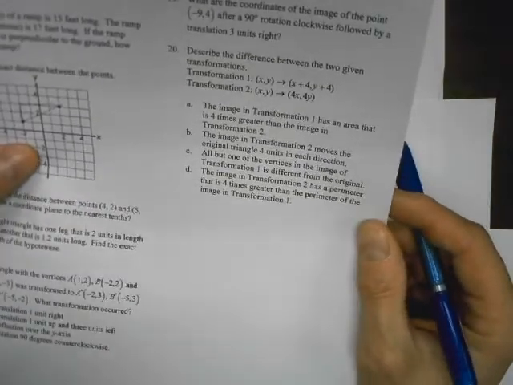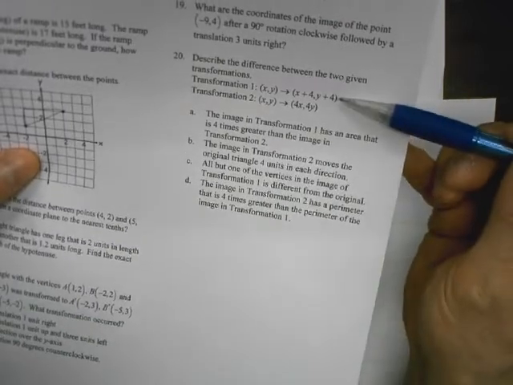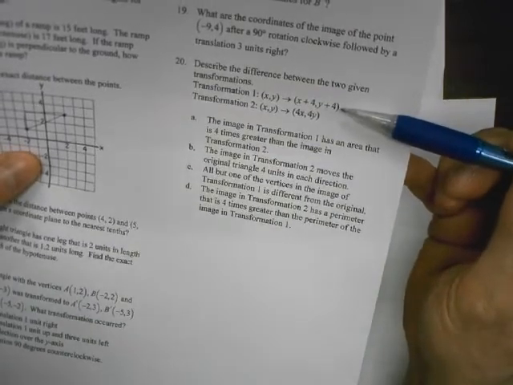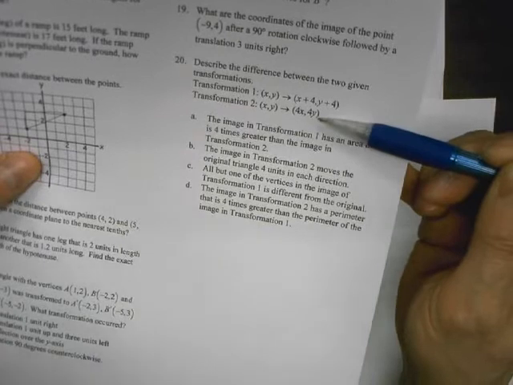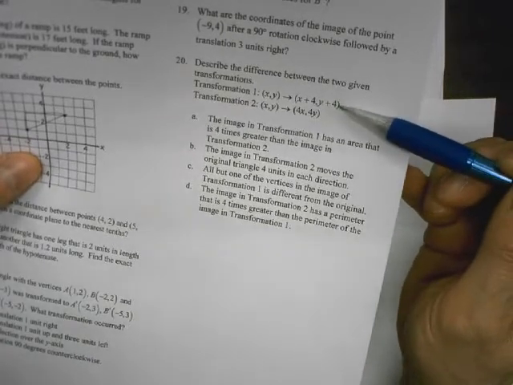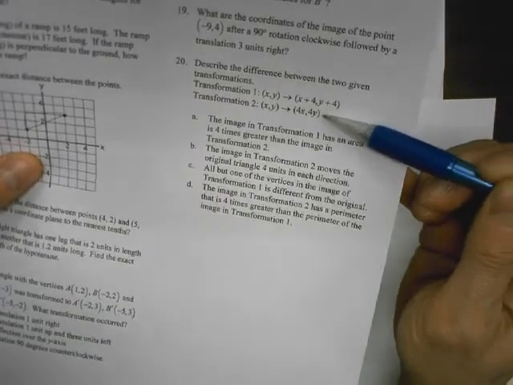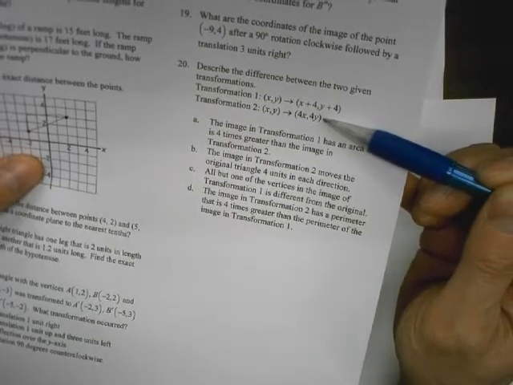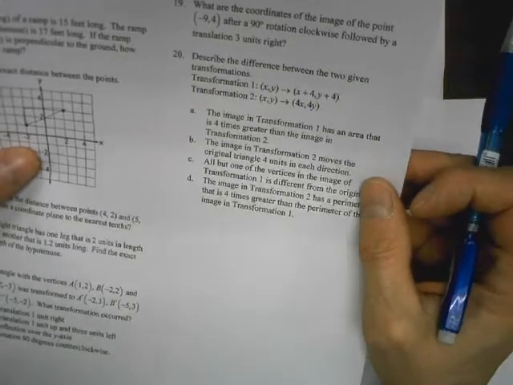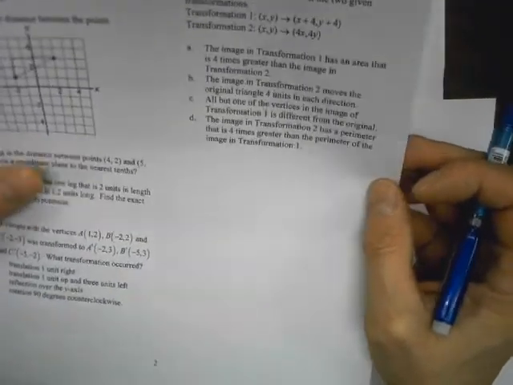So let's take a look at our options. Number 1 says the image in transformation 1, the slide, has an area that is 4 times greater than 2. Well, from 1, all they did is slide, so it didn't get any bigger. And then from 2, if you have a scale factor of 4, it's getting 4 times bigger. So it absolutely didn't get bigger, it got smaller. So A can't be right.